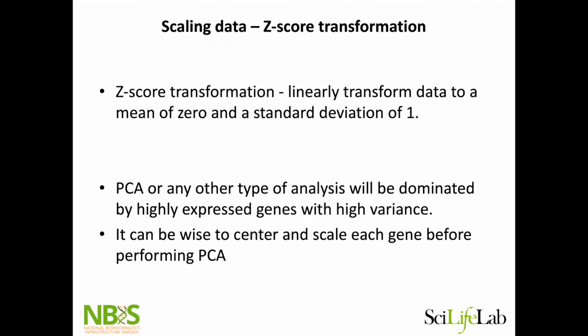And then quite often we scale the data. We do a Z-score transformation before doing PCA or any other type of dimensionality reduction, where you do a linear transformation for each gene, where we set the mean to 0 and standard deviation to 1. So basically that means that each gene is equally important when we do a PCA.